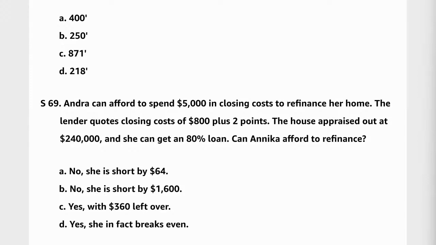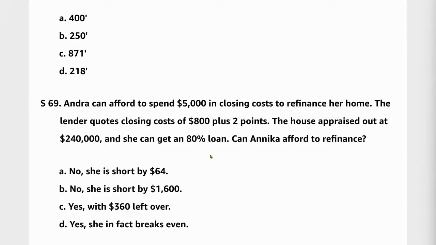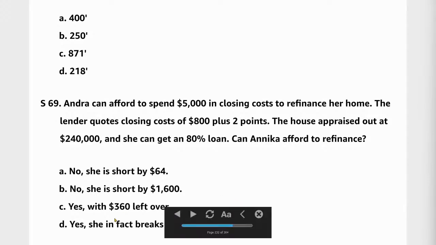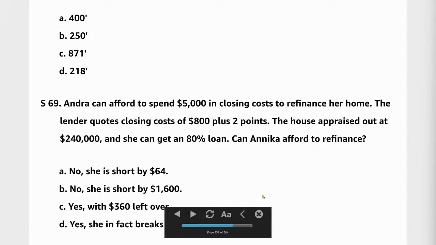So S69 is C. That's right. So it was $4,640 total cost of the 2 points of an 80% loan plus $800. That leaves her with $360 left over. So Annika can afford to refinance. Very good. That was a several step math problem, okay?